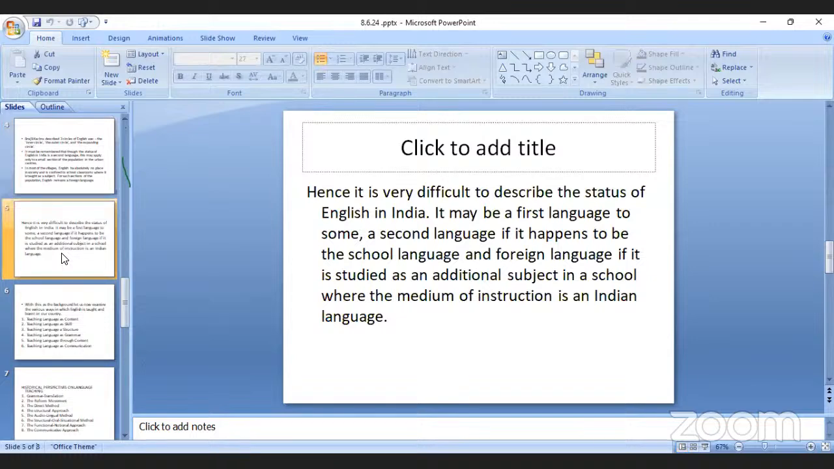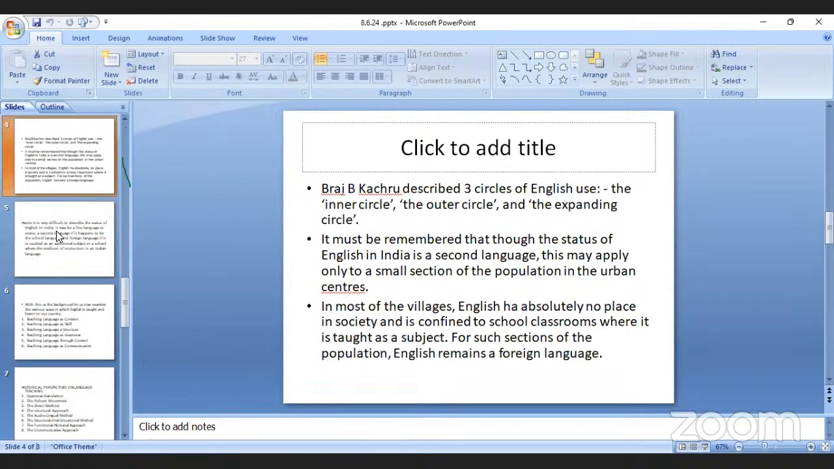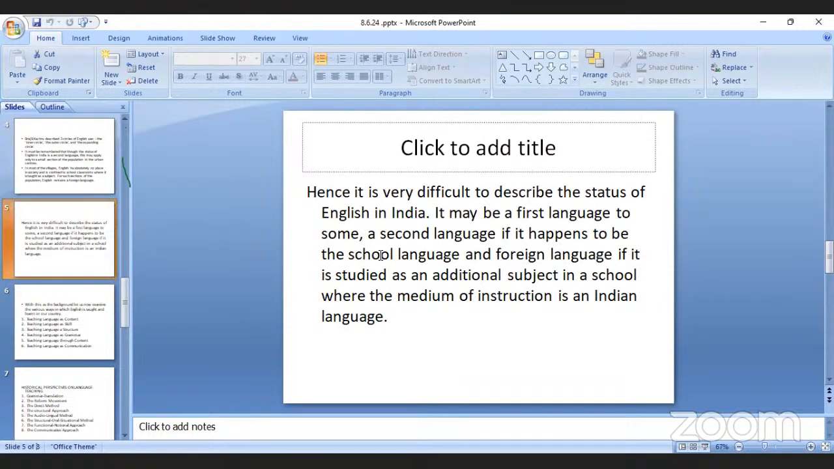For English, for some it is a mother tongue, for some it is a first language, for some it is a second language, for some it is a foreign language, right? So hence we cannot give any status for the English language in India especially. It may be first language for some, second language if it happens to be the school language, and foreign language if it is studied as an additional subject in a school where the medium of instruction is an Indian language. So foreign language for those additional subject, for those people who study from Urdu medium or Hindi medium or Marathi medium, it becomes an additional subject, right?